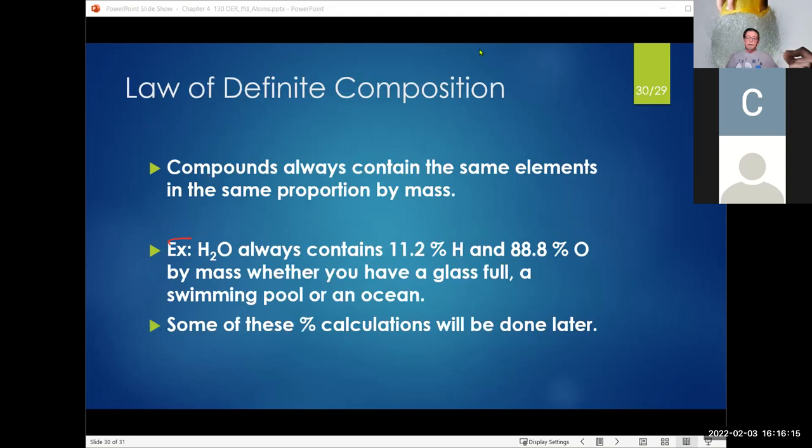The law of definite proportion, or composition, tells us that compounds always contain the same elements in the same proportion by mass, be it, for example, water, H2O. We can calculate and determine that in the formula H2O, hydrogen makes up 11.2% of it and oxygen makes up 88.8%. And that is true for all molecules of water, be it we analyze it here in Arizona or on the moon or wherever it could be. H2O always has that composition, okay? Some of these sample calculations we're going to learn how to do a little bit later.